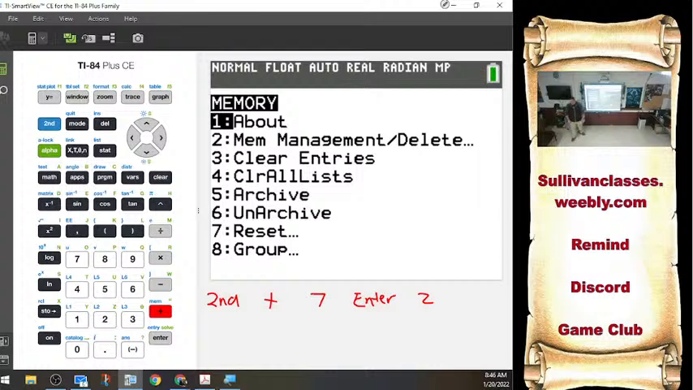Option 7 resets the entire calculator's memory. I want you to look at the other stuff that's in there, though. We're going to be using our lists in our stat diagnostics, and a good amount in the first couple of chapters.